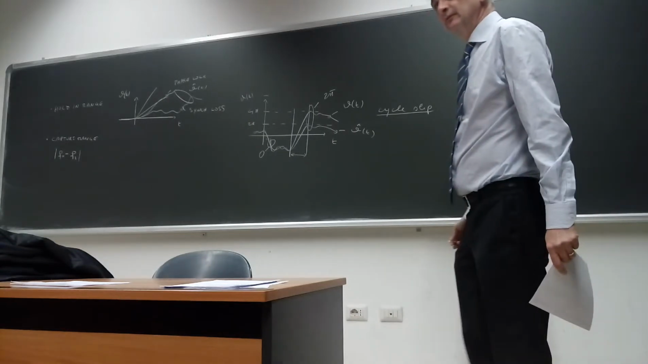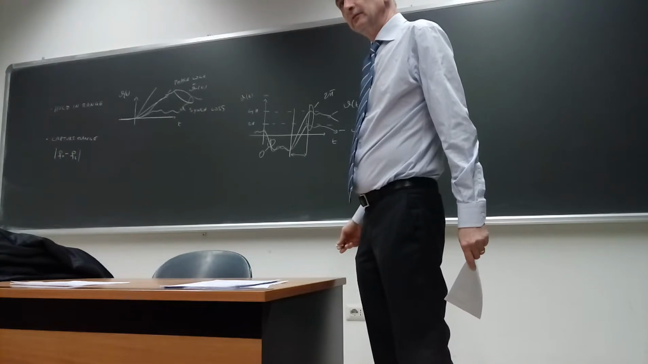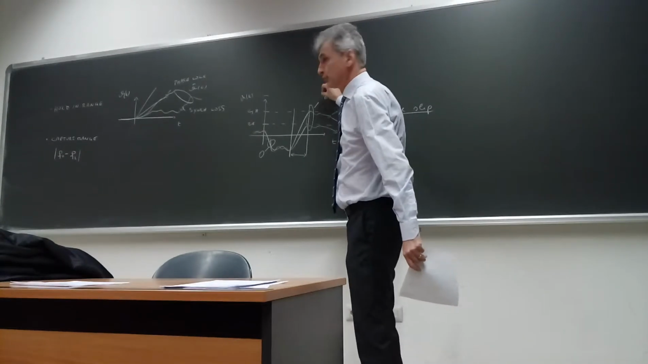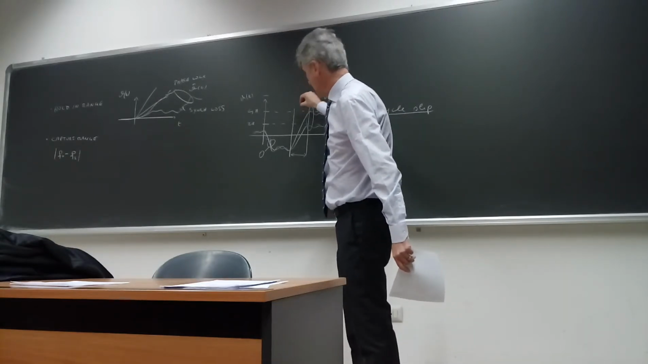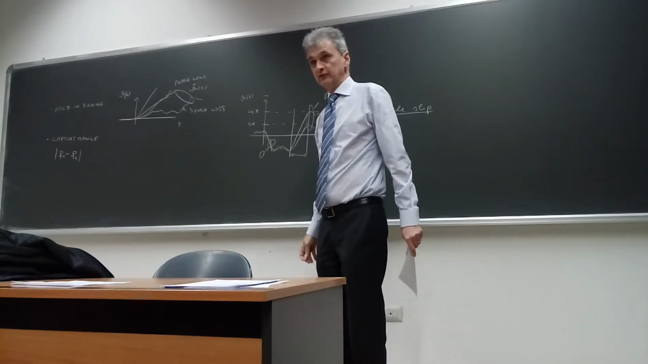Yes, please. I didn't understand if the cycle slip is the part where... No, the cycle slip is the plus 2 pi. Plus 2 pi. This is the time window where the cycle slip occurs. Okay.